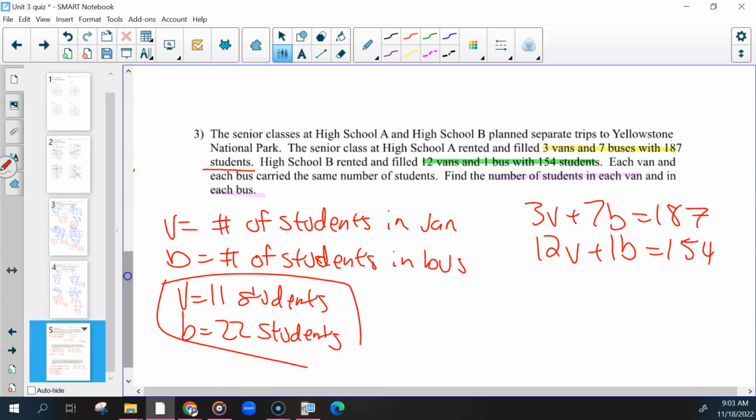When you write down your answer, again, think about it. Does it make sense? If you have more students on a bus than more students in a van, usually buses are bigger than vans, so something's probably wrong there. Can't have negative number of students, so if you get a negative, something's wrong. Can't have decimal number of students, something's wrong. Right? Questions about this one?